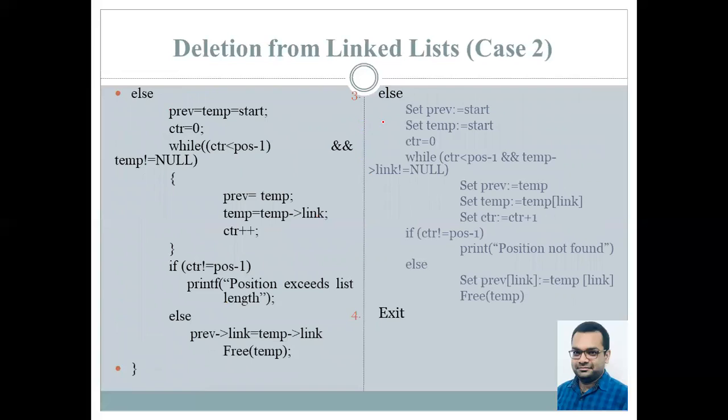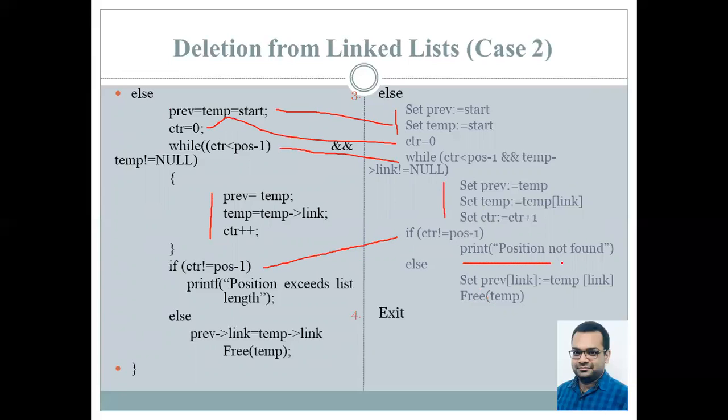In the else part, this is a straightforward conversion where we initialize the values of previous and temp. Over here, we initialize the value of the counter. Then we go for the checks inside the while loop. And based on the conditions, whether true or false, inside the while loop, we go for the execution of these statements. When we exit out of the while loop, we check if the counter is not equal to position - 1. Then we print that position was not found. Else we set the previous link equals to temp link, and then we free temp.